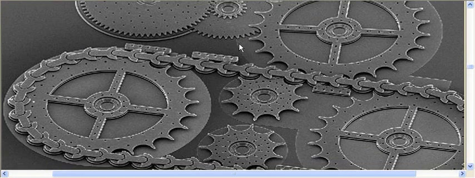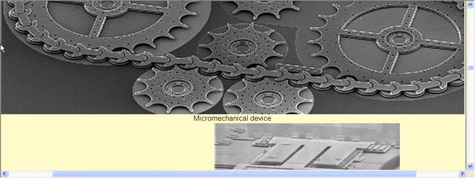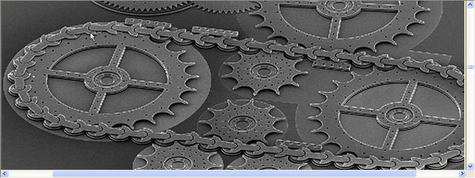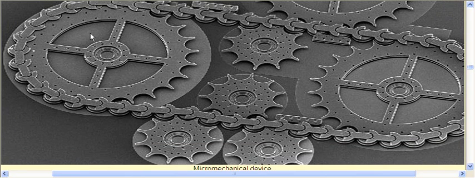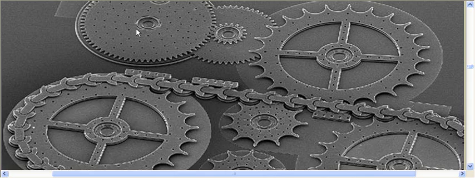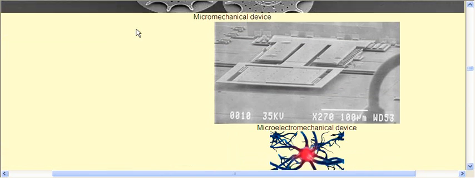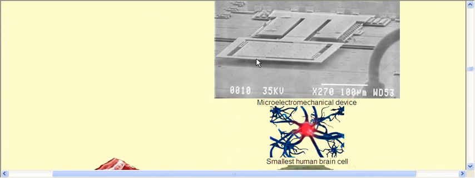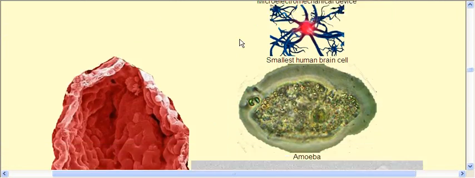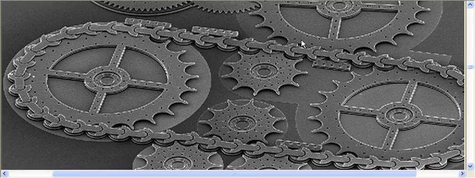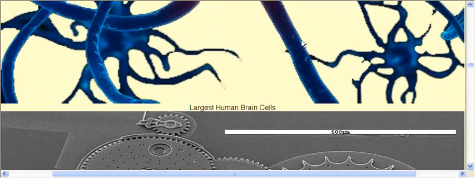Anyways, look at this. If all the way across the screen is a millimeter, this is a micromechanical device with chains going around cogs. I don't know how they made them that small, and I don't know what they use them for, but that's pretty dang small. Microelectromechanical device. There's another one that's very small. So there's the smallest human brain cell compared to the largest human brain cell. I should put them together.